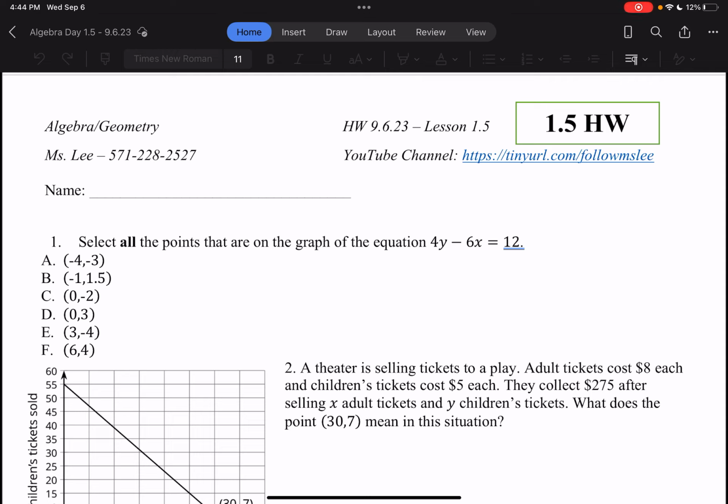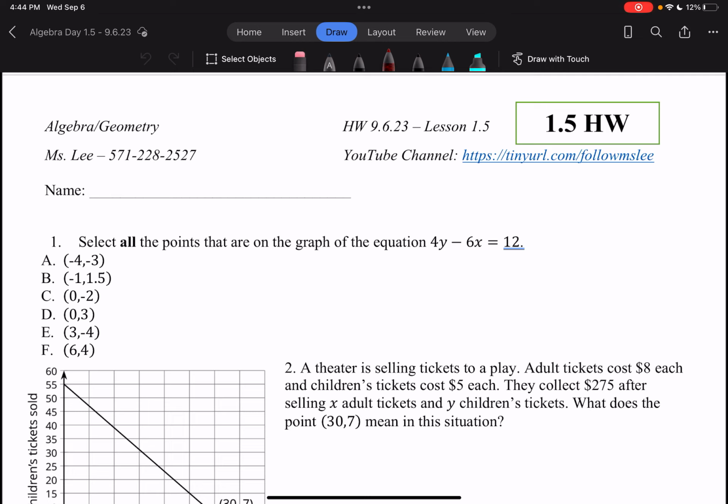So today we looked at recognizing that the points on the line of the graph of an equation are solutions to that equation. It says select all the points that are on the graph of the equation 4y minus 6x equals 12. If they are points on the graph, that means they are solutions. If they are solutions, that means when you plug them in, they make the sentence true.